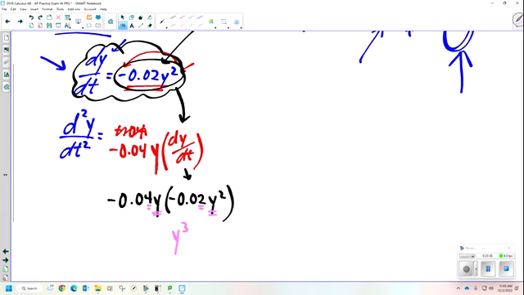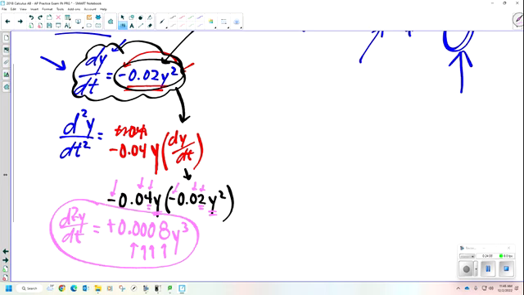2 times 4 is 8, and we have how many decimal places? 1, 2, 3, 4. So we have 0.0008. And it's positive because a negative times a negative is positive. So right here, and if you want to put a 0 out front, you can, a positive 0.0008y cubed, that's the second derivative right here.